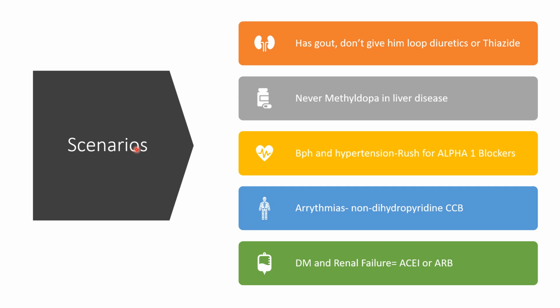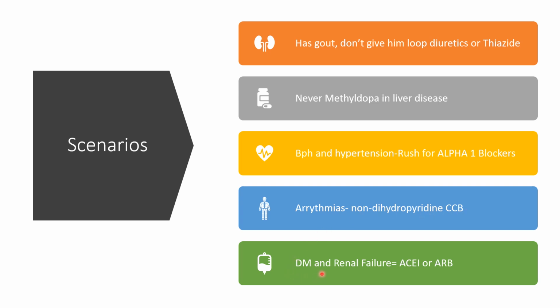There are certain scenarios that I'll quickly go over here. Now, if someone has gout, then we will not give loop diuretics or thiazides. Why that? There's hyperuricemia, worsening the gout. In liver disease, we will not get close to methyldopa. And if there is BPH, benign prostatic hyperplasia, and the individual is having hypertension, please rush for alpha-1 blockers. If there's arrhythmia, then non-dihydropyridine calcium channel blockers, verapamil or diltiazem, will be pretty helpful.